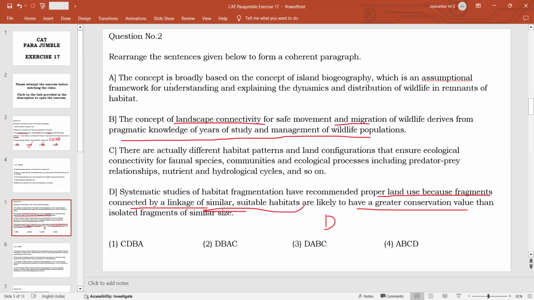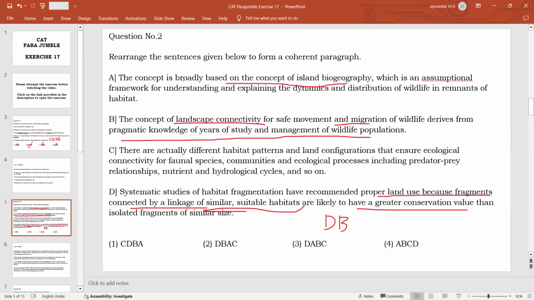Then, what is the underlying principle behind the concept? It is based on a framework for understanding and explaining the dynamics and distribution of wildlife. So we are talking about the concept first, and then what is the theory behind the concept. So that is the next sentence. It says that it is an assumptional framework, which means a lot of assumptions which are based on observations. Assumptions are always based on facts, right?